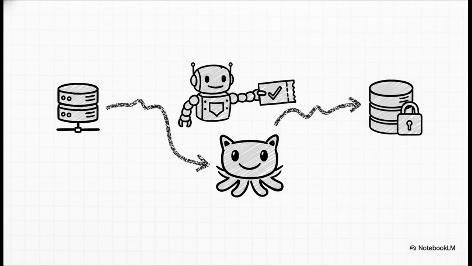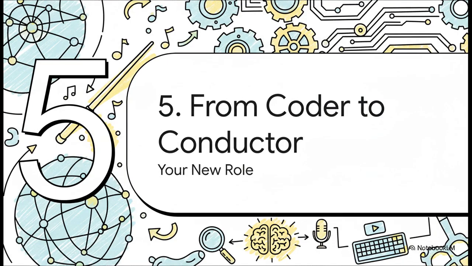The AI now understands how to do things like create issues. You can just ask it, create a GitHub issue to update dependencies, and it will just do it. It's not just writing code anymore. It's a true teammate. Okay, let's pull all this together and look at the big picture.